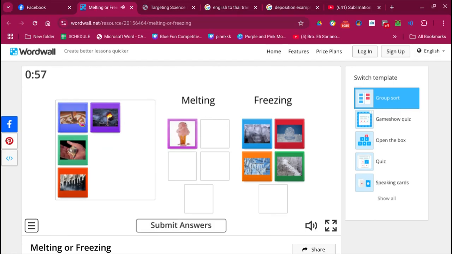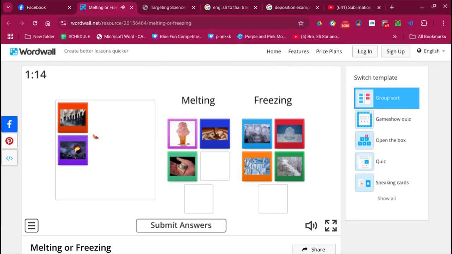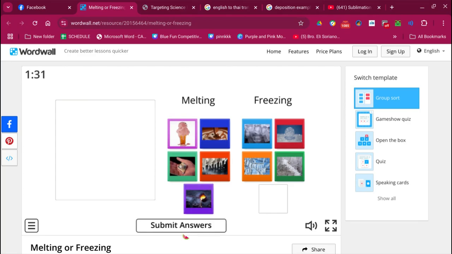This one, a chocolate. Melting. How about this? This is a metal. Melting. How about this? Melting. Oh, the last one? Melting. So let's see your answers if it is correct.